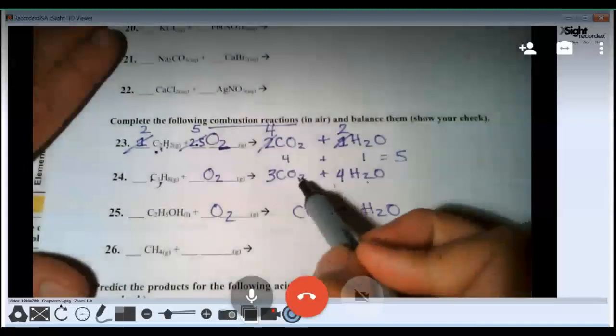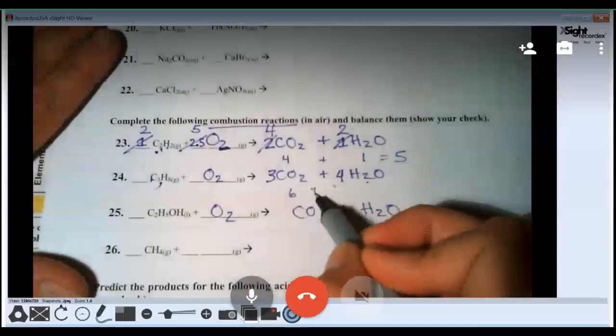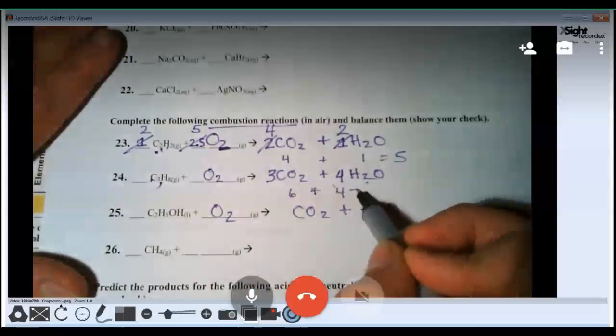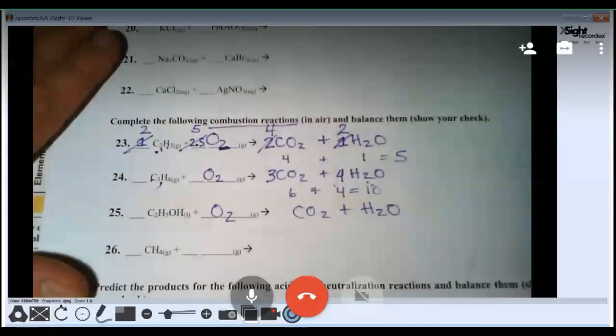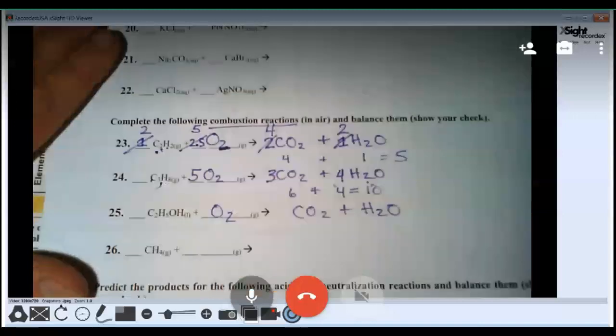So now, let's do oxygen last. We have 2 times 3, we have 6 oxygens here. And then we have 4 oxygens here. So this one actually came out to a nice even number. So I just need to put a 5, so I have 10 oxygens on the reactant side. So that one was easy. We didn't have to use our doubling method.